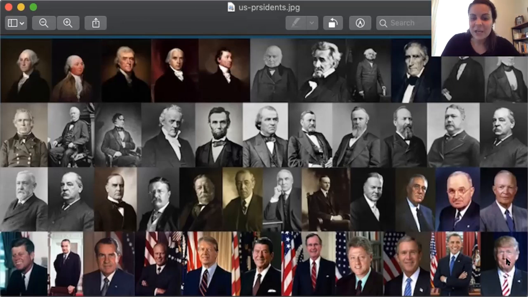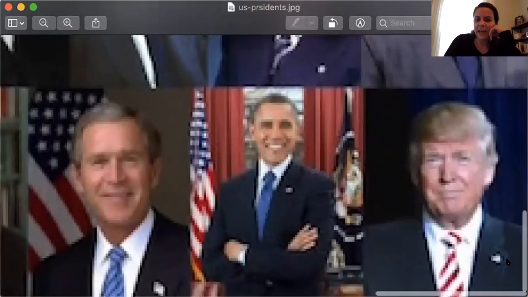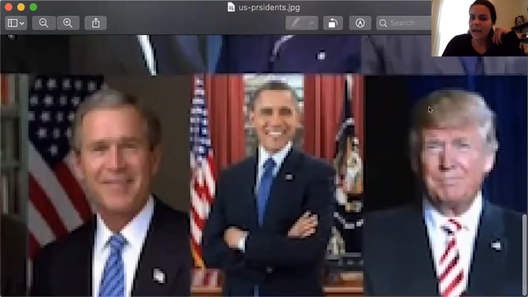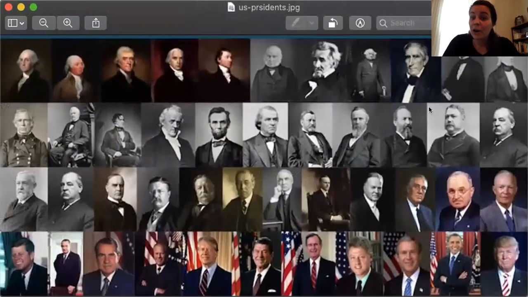Awesome job, you guys. So now what we're going to look at is we ended on the number 45. Now this president right here is our current president. Does anybody know who our current president is? We'll zoom back out so we can see everyone. Our current president is Donald Trump. This is Donald Trump right here.